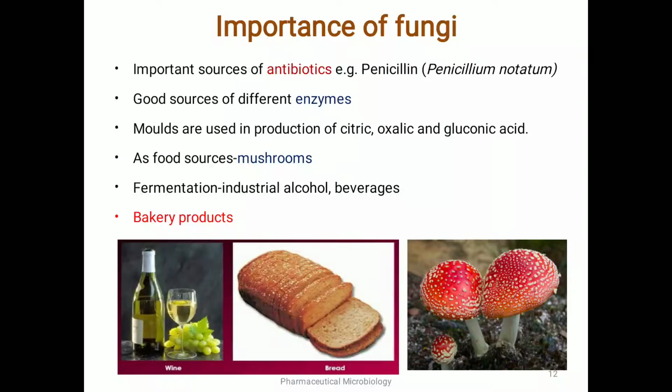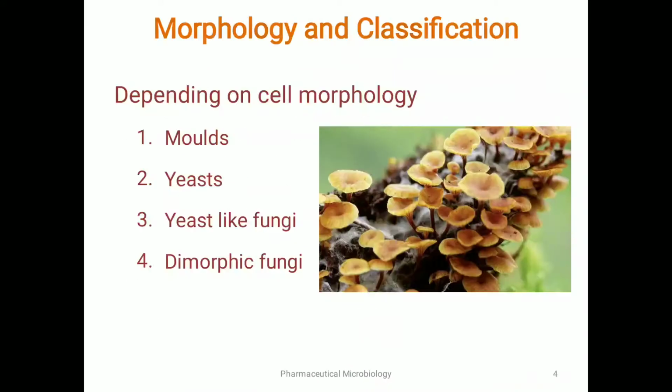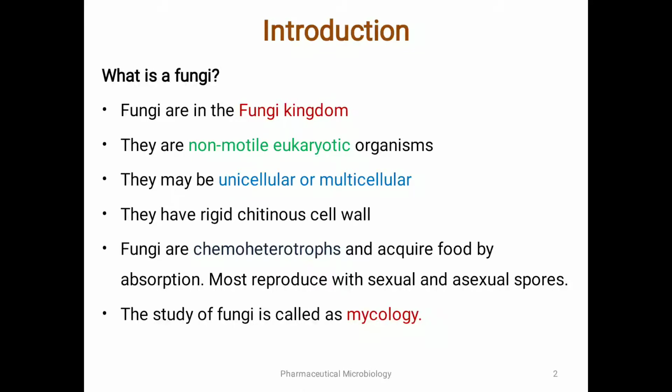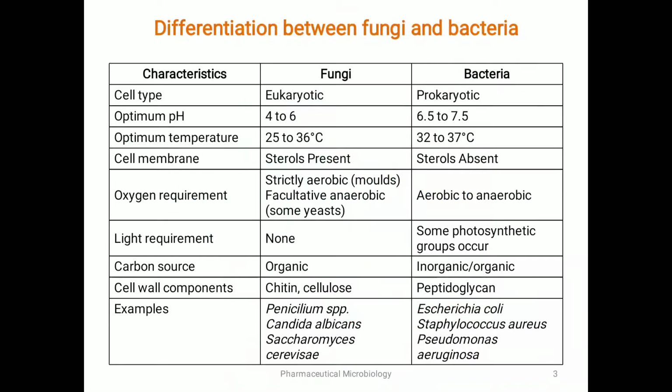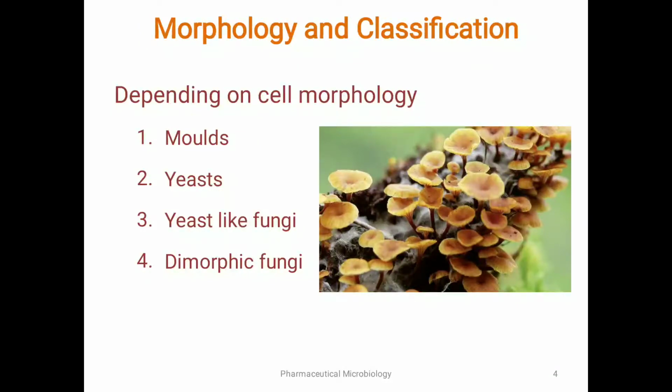So in conclusion, I would say that fungi are a group of microorganisms included in the kingdom Fungi, which are non-motile eukaryotic microorganisms. They may be unicellular or multicellular. They have a rigid cell wall, and the study of fungi is called mycology. Fungi are differentiated from bacteria by various characteristics. Then there are four classes of fungi: molds, yeasts, yeast-like fungi, and dimorphic fungi.